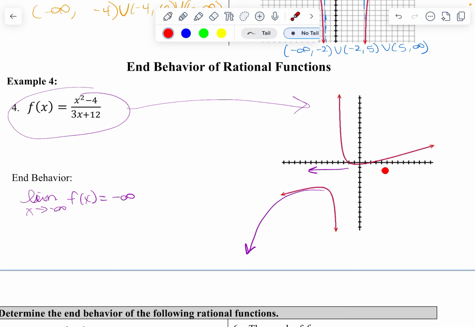And for the right side here, or as the limit as x approaches infinity, f of x is going where? Well, we can see this is going to go up, up, up. So we say that's to positive infinity.